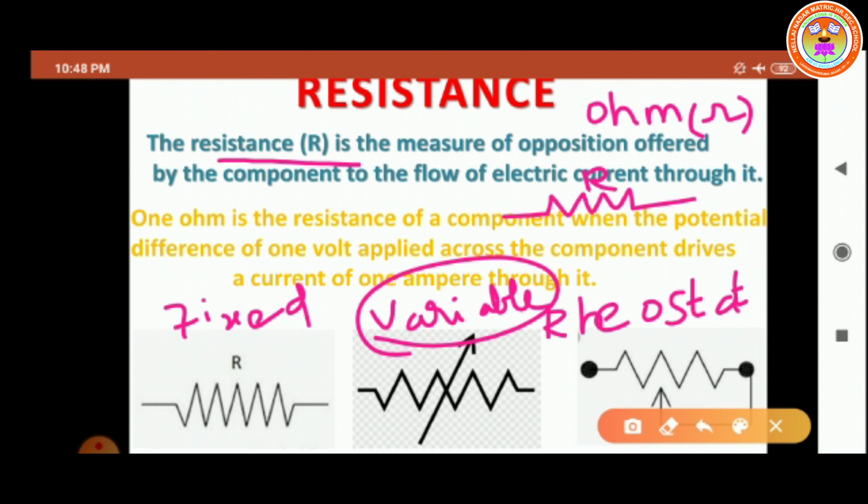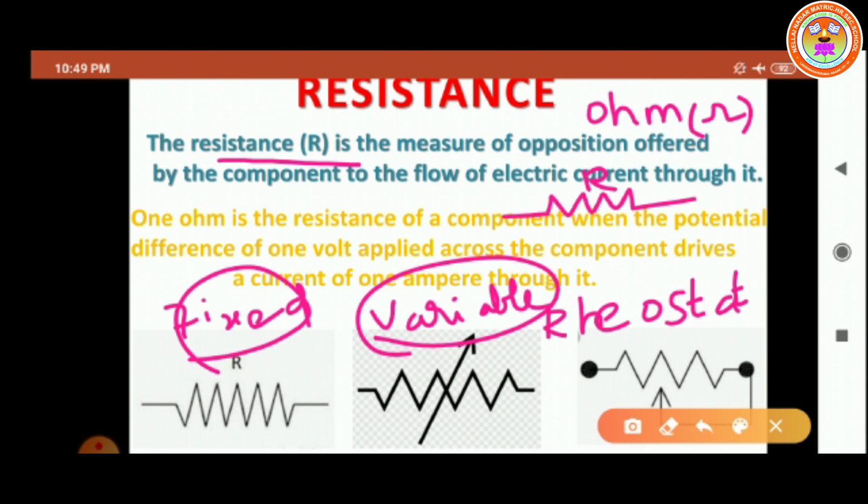We are able to see in our lab also the fixed resistors, the variable resistors and also the rheostat. So it controls the amount of flow of current in the particular circuit. With the help of the resistance we are able to control it. This one is taken as what? Resistance.